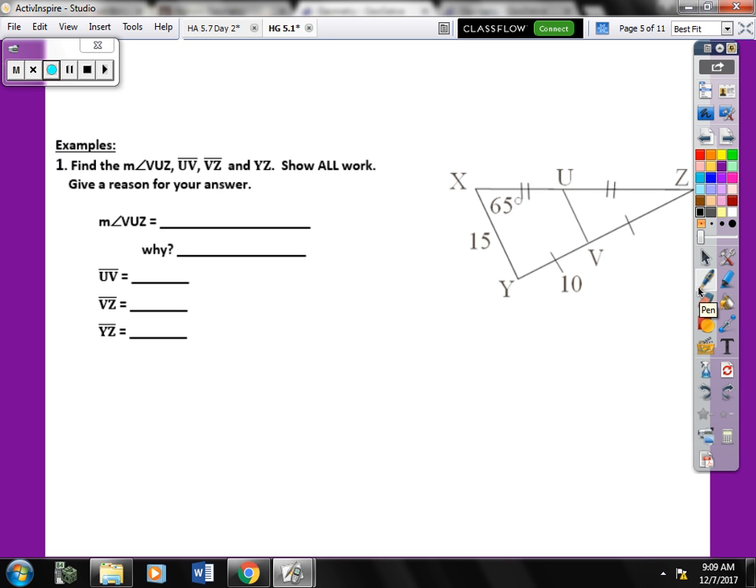So the first thing you'd want to notice about this picture is that we do have a midpoint and a midpoint, which means that this is a midsegment. And using the midsegment theorem, you might want to go ahead and mark. If it's a midsegment, then it has to be parallel, and we know that it would be half the length of the third side. So the first question asks me, what's the measure of angle VUZ? What would the measure of this angle be, and why? 65.